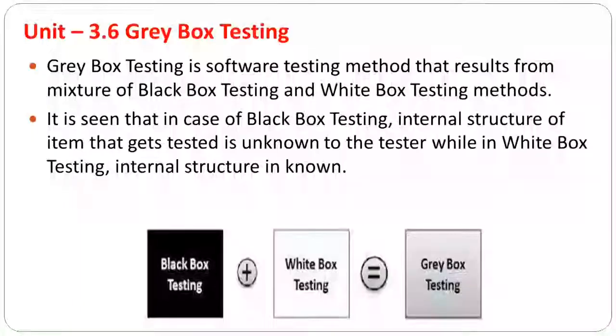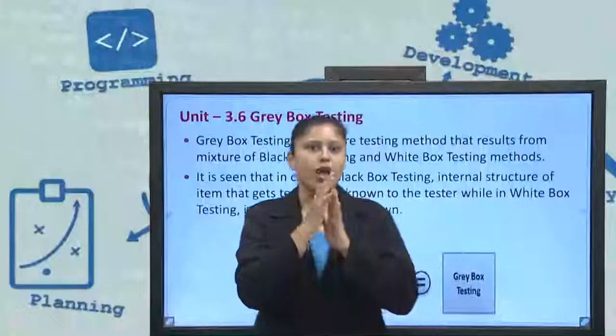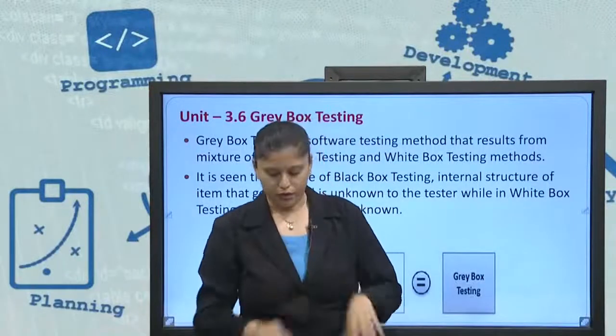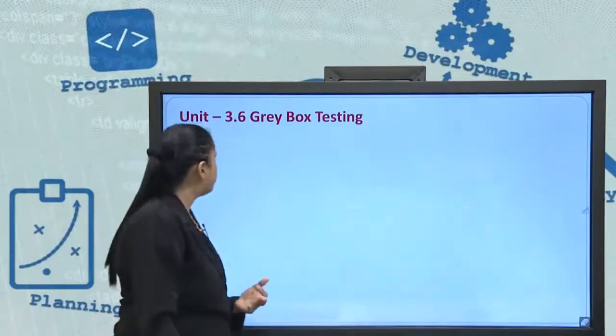It is seen that in case of black box testing, the internal structure of the item that gets tested is unknown to the tester. Just check in your book because it is given wrong. So it says that whenever you do black box testing, you are unknown of the code of the item you are testing, whatsoever the code is. While in white box testing, internal structure is known. So in white box you actually know the internal structure of your code, of your product.